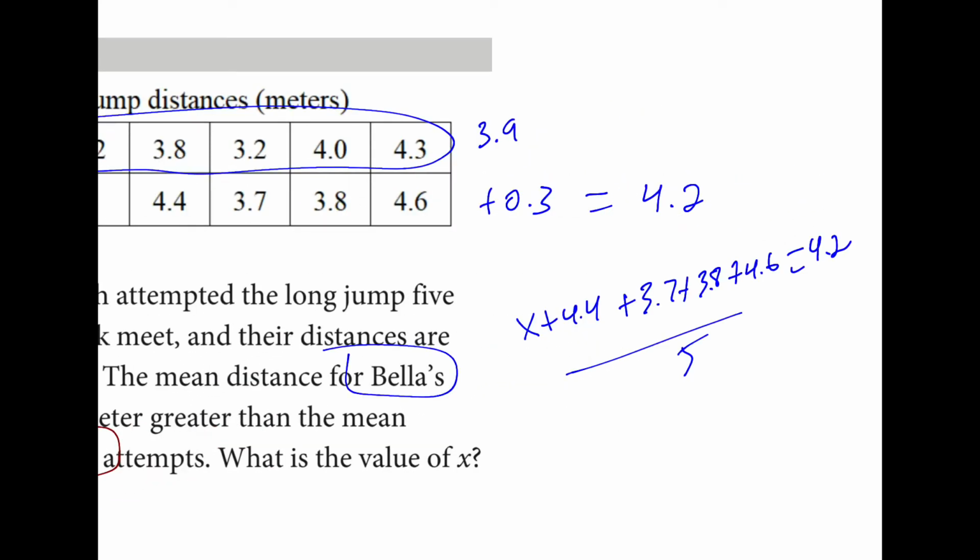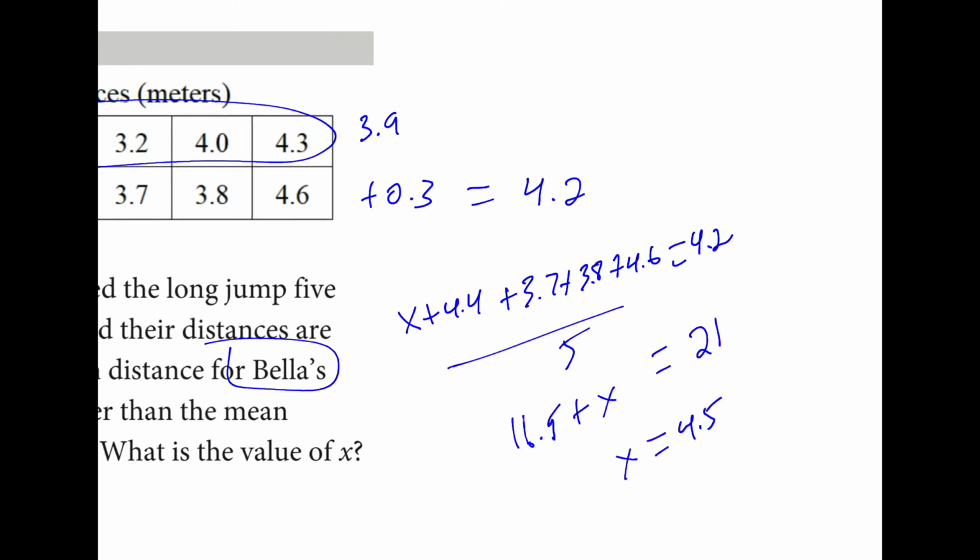So I can set it up as the sum of all these, including x, divided by 5 is equal to 4.2. Then I multiply by 5, I add all these together and subtract that from 21, and the answer is 4.5.